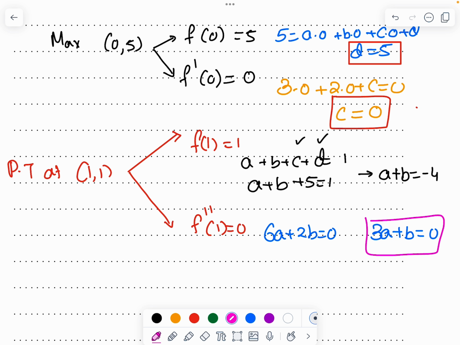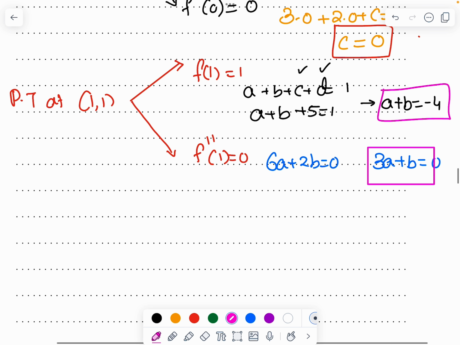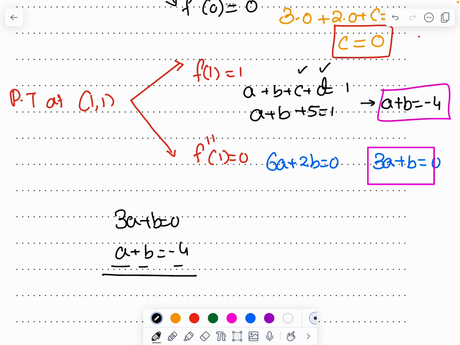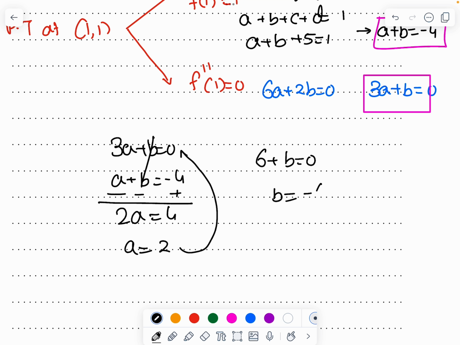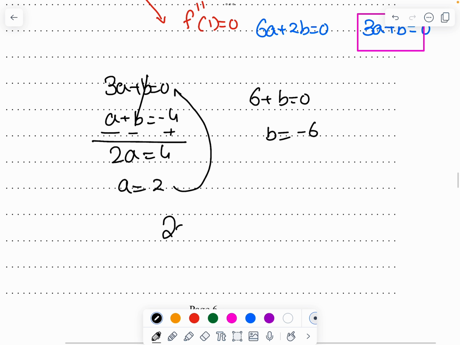Now you have two equations. Do the simultaneous equations for both. 3a + b = 0 and a + b = -4. Subtract both: negative, negative, positive. The b cancels, 2a = 4, so a equals 2. Plug in a = 2 in this one: 6 + b = 0, so b equals -6. So what is the equation now? 2x^3 - 6x^2 + 5. This is going to be f of x.